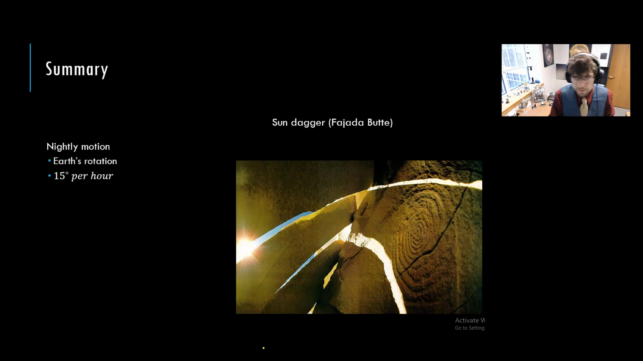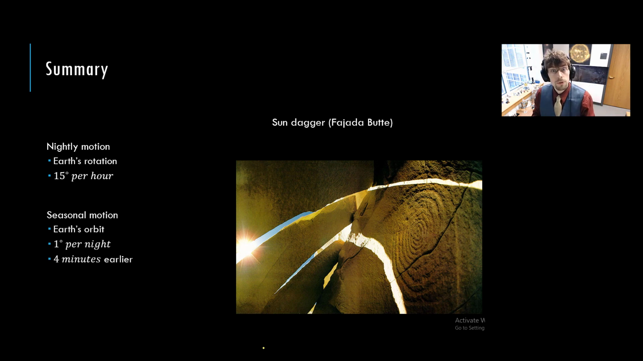Okay, so some summary slides. Nightly motion is due to the Earth's rotation and corresponds to about a 15-degree shift per hour of the night sky. You go out at 8 o'clock, and at 9 o'clock it has shifted by 15 degrees. Again, due to the Earth's rotation. The annual motion, or the seasonal motion, is caused by the orbit of the Earth. And the Earth shifts in its orbit roughly 1 degree every night.